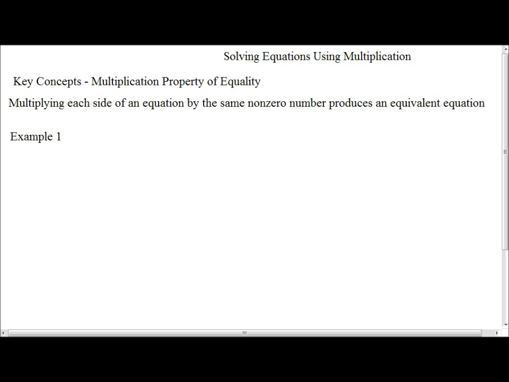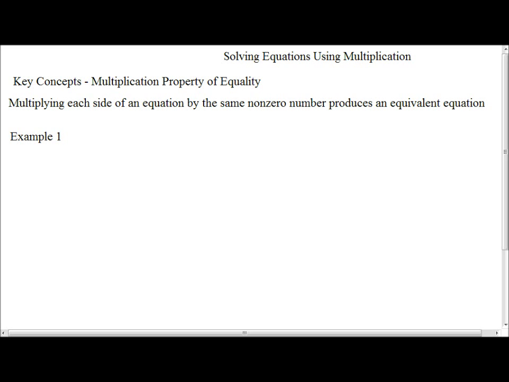We still have the same key vocabularies, which is equivalent equation, and we say once we do the inverse of what's happening to one side and it happens to the other side, we still have an equivalent equation. And we also said inverse operation, and we talked about the word operation, which means adding, subtracting, multiplication, or division. And the inverse, we're just simply talking about what is the opposite. So whatever's happening, we want to do the opposite.